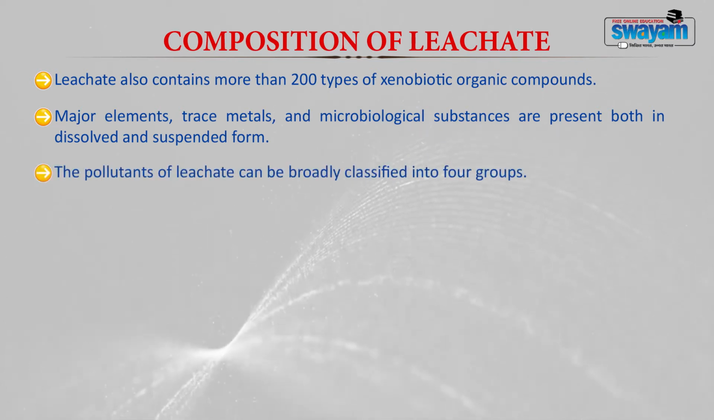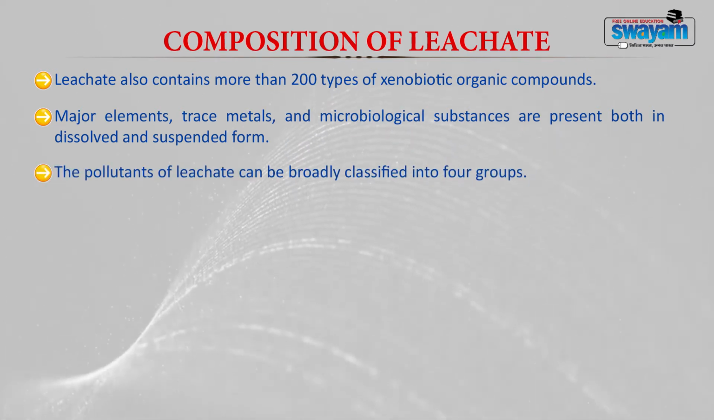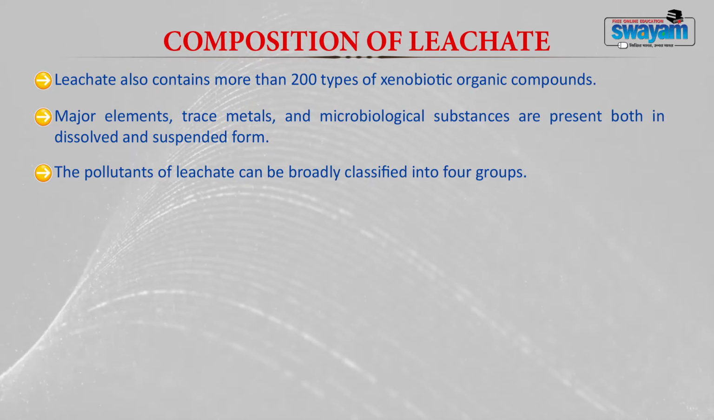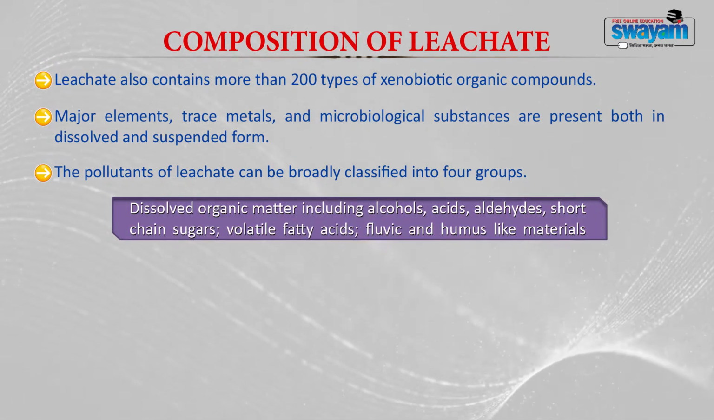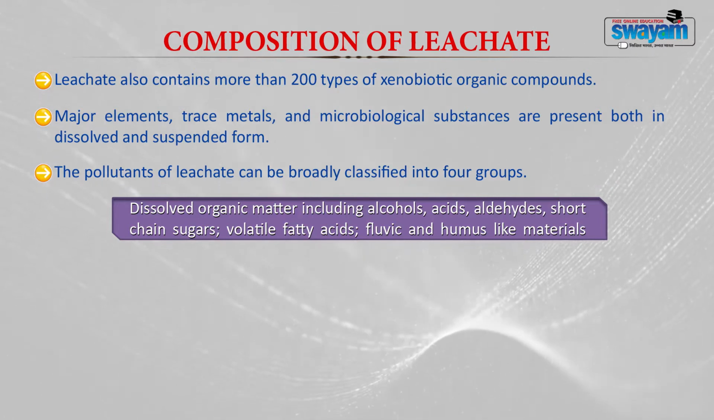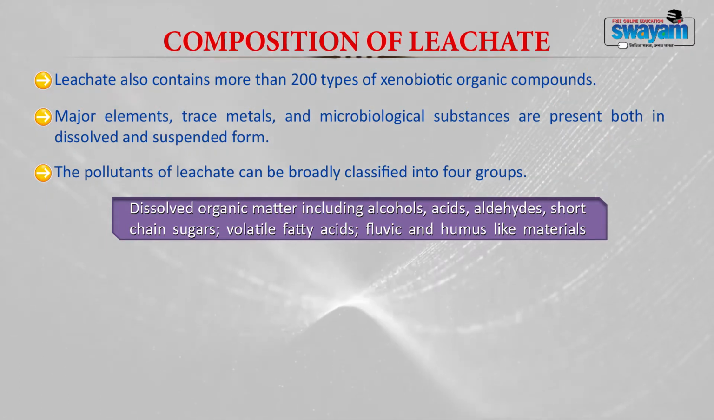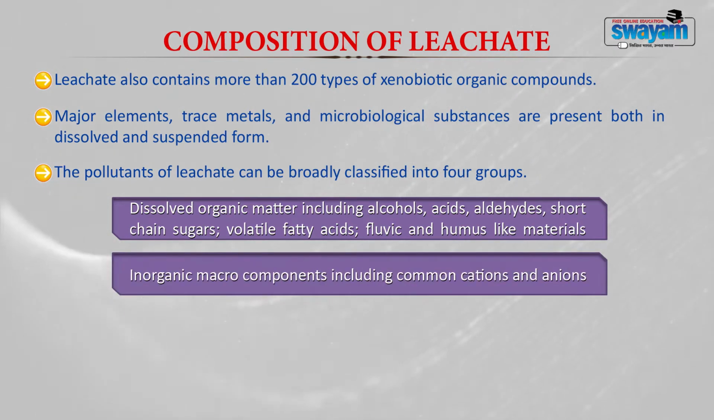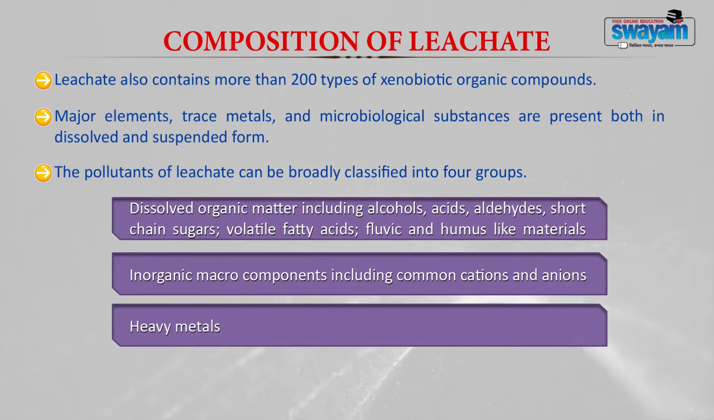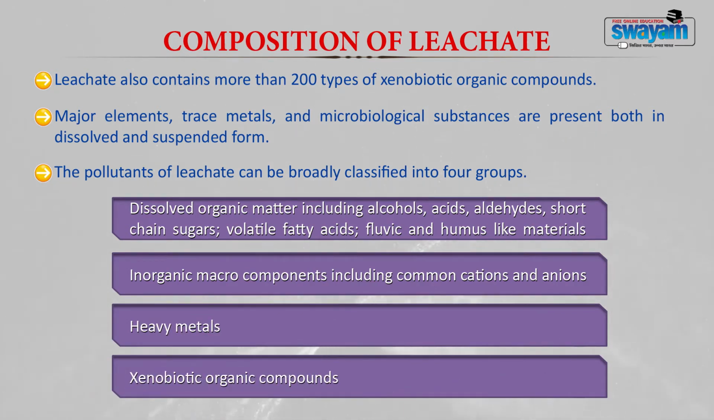Now, the pollutants that are present in the leachate can be broadly classified into 4 groups. First, the dissolved organic matter, which includes alcohols, acids, aldehydes, sugars, volatile fatty acids, fulvic and humus-like materials. Second, it contains inorganic macro components, which include the common cations and anions. Third, it contains a lot of heavy metals, and fourth, it contains a lot of xenobiotic organic compounds.